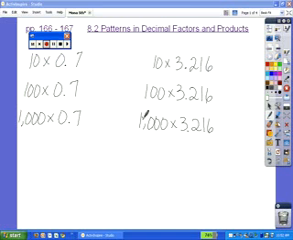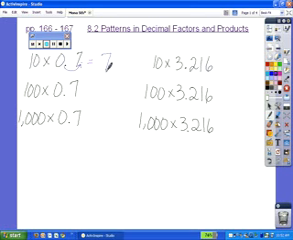For multiplying decimals times 10, 100, and 1,000, all we have to do is move the decimal point. For example, when you're multiplying by 10, since 10 represents one place value column, you just have to move the decimal one place to the right. The decimal is now behind the 7, so our answer is 7.